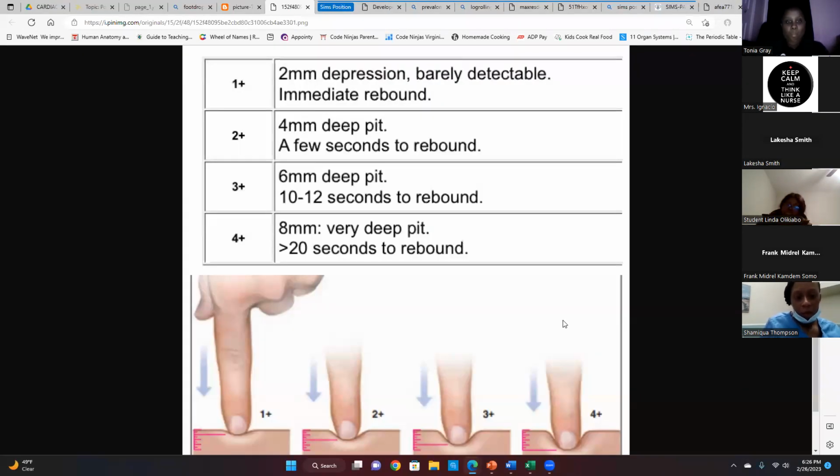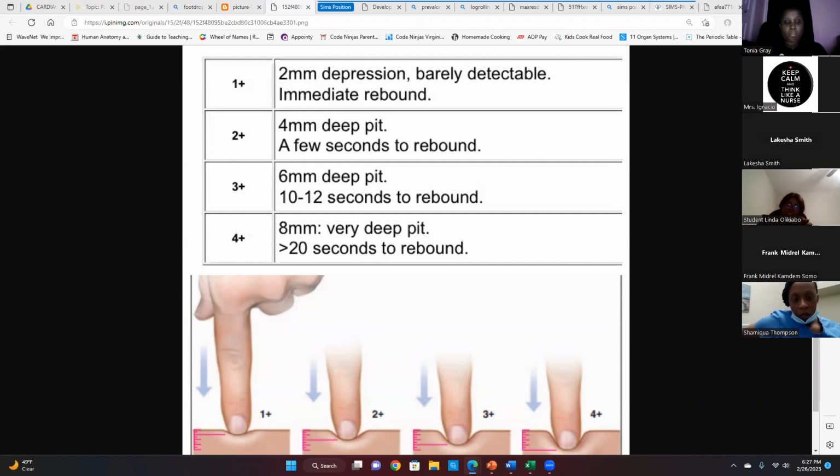Okay. So here's a picture of your pitting edema. And so it's 1 plus, 2 plus, 3 plus, 4 plus. So that's your types of edema. As the numbers increase, it's going to be more serious, right? So when we think about pitting edema, let's talk about 1 plus. So this is a slight indentation, okay, with no perceptible swelling of the leg.